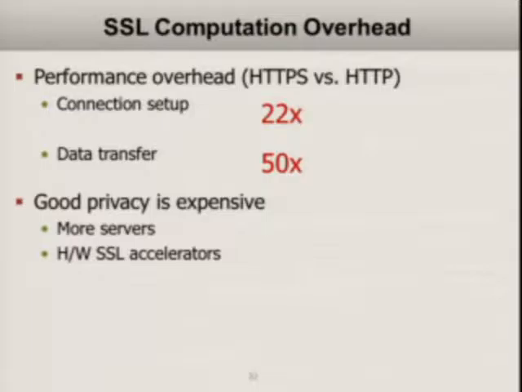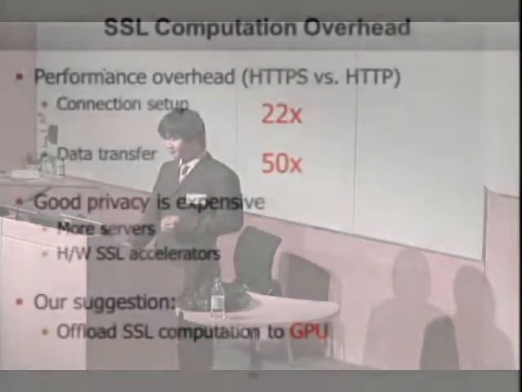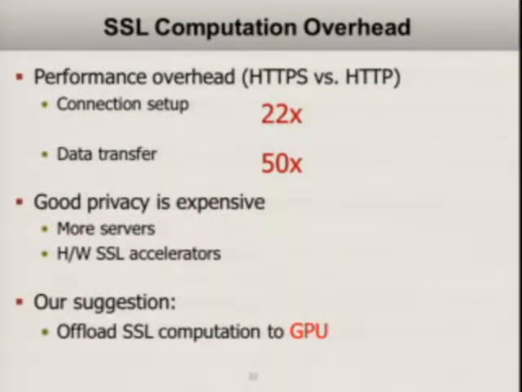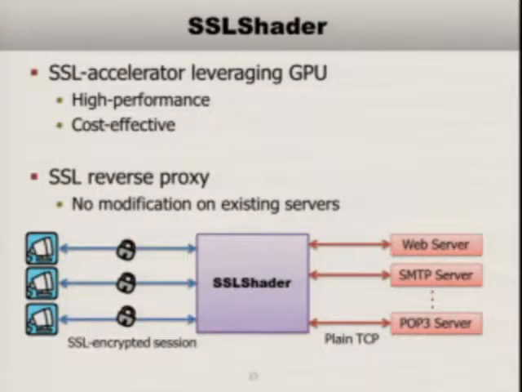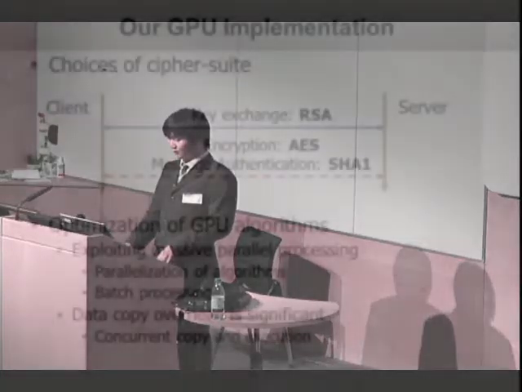So what can you do about it? We can buy more servers, or we can buy hardware SSL accelerators. But both solutions are not cheap, they're expensive. And our suggestion is to use GPU and offload SSL computation to it in a cost-effective way. So to demonstrate that our idea makes sense, we have designed and built SSLShader. It offloads SSL computation to GPU and delivers high performance. We use commodity hardware, and so SSLShader is cost-effective, and it's implemented as a reverse proxy. So existing servers can take advantage of it without modification.